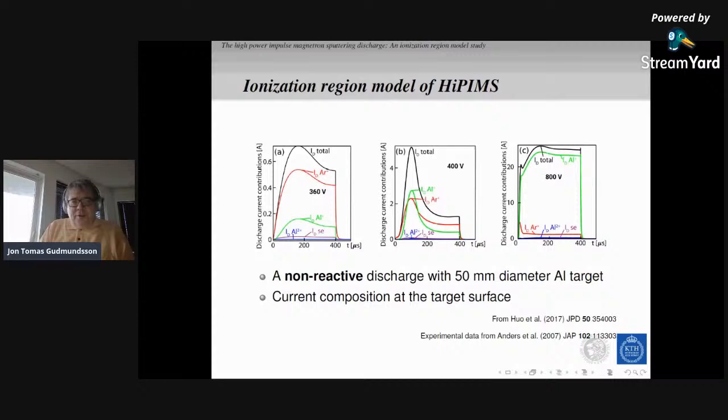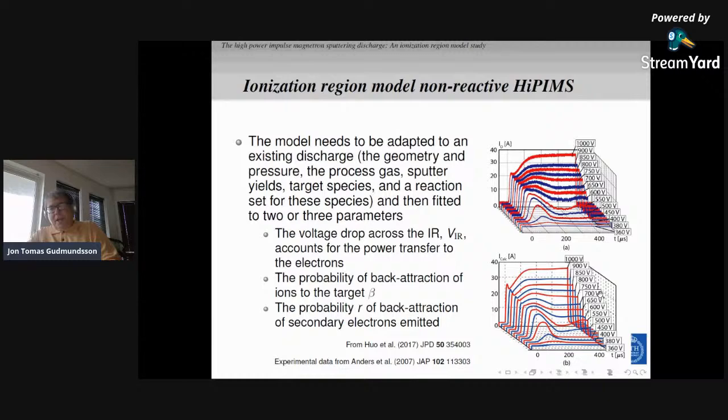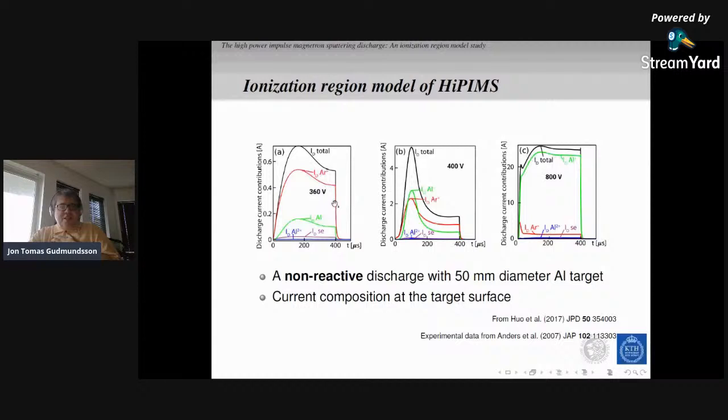So here are some of the results of our work. This is the same curves as in the lower graph, and we pick out three different voltages. First is 360 volts. We see the discharge current is in the few hundred milliampere range. This is slightly above what we are used to for the DC magnetron. The second one is at 400 volts, and then we see the current is a few amperes, which is a high current. And then we go to 800 volts, and we see a few tens of amperes, which is extremely high current.